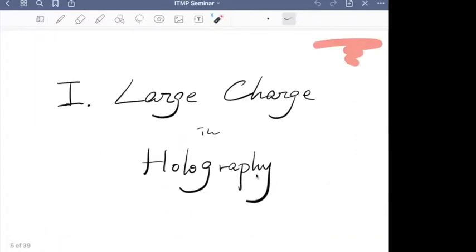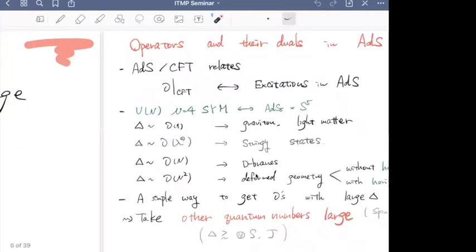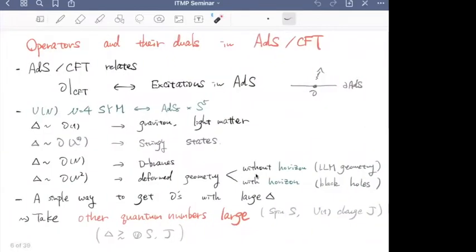Okay, so let me start. The first topic that I'm going to address is large charge in holography. Let me first remind you of the basics about AdS/CFT, which is operators and their duals in AdS/CFT.